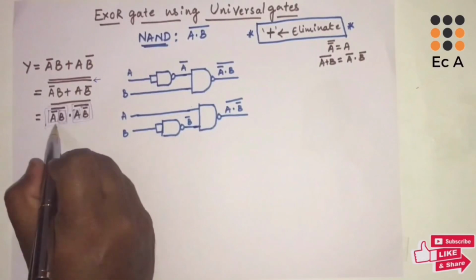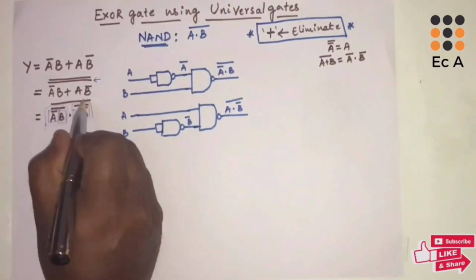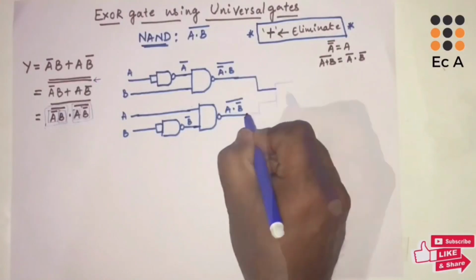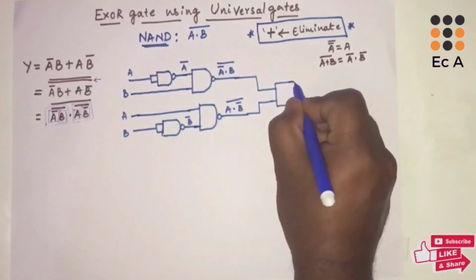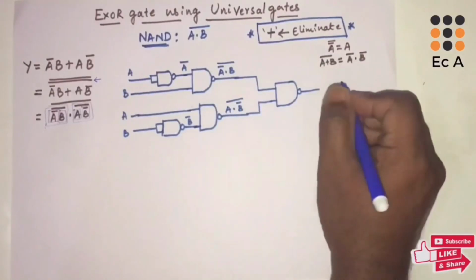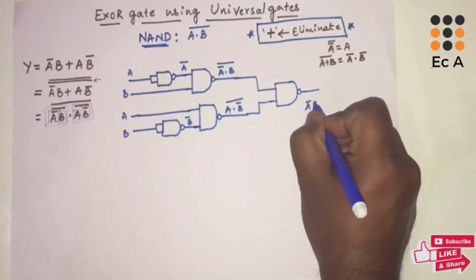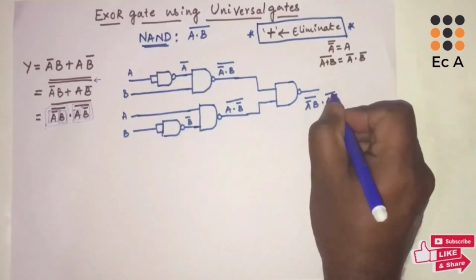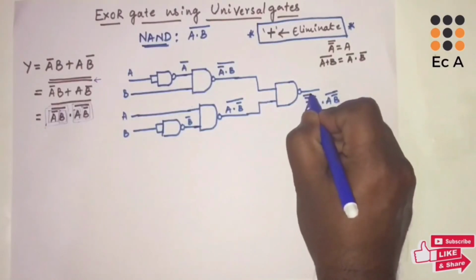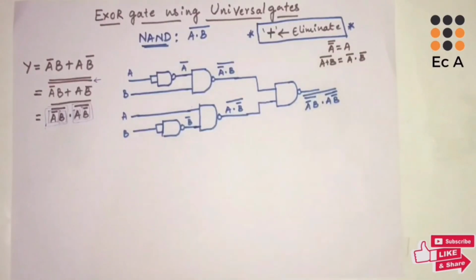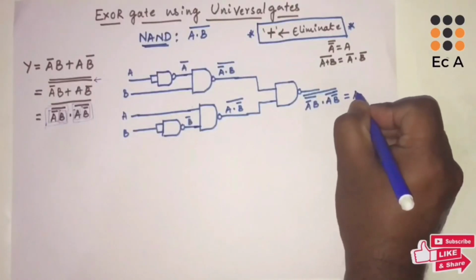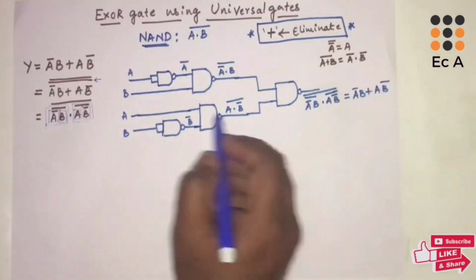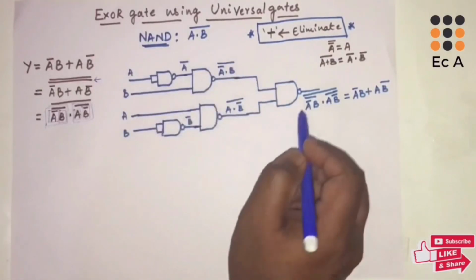From this we can see first term dot second term whole bar is another NAND operation. So we write one more NAND gate by connecting these two inputs. The output of this NAND gate will be a bar b whole bar dot a b bar whole bar, and one more bar for this NAND operation. This expression is the same as a bar b plus a b bar. So we have implemented XOR gate using only NAND gate.